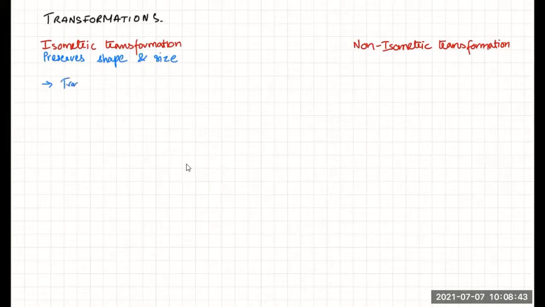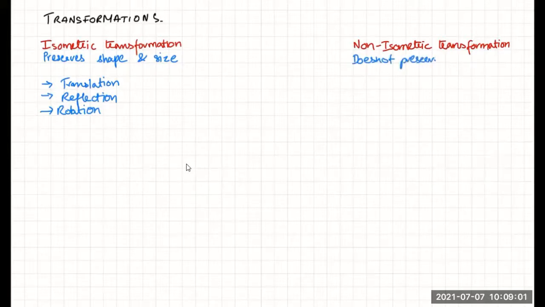translation. Then you have what you call reflection, and then you have rotation. And for non-isometric, it does not preserve shape and or size. Okay, so you have enlargement here. There's just two types of transformations that you now need to study.